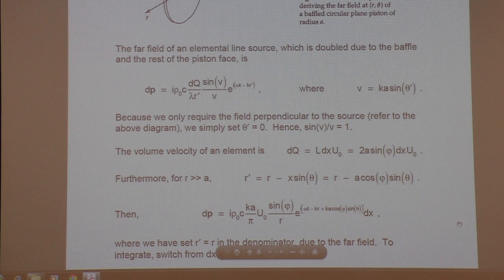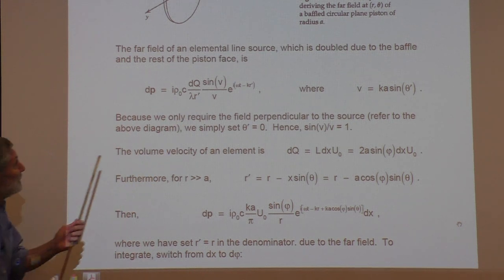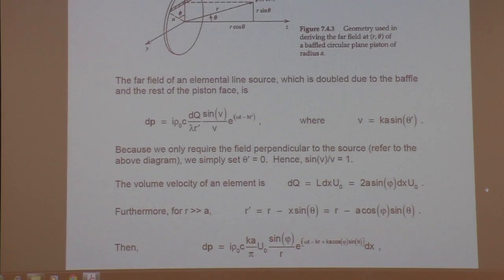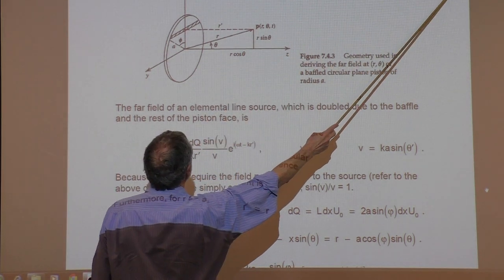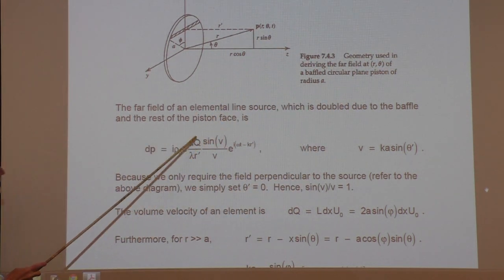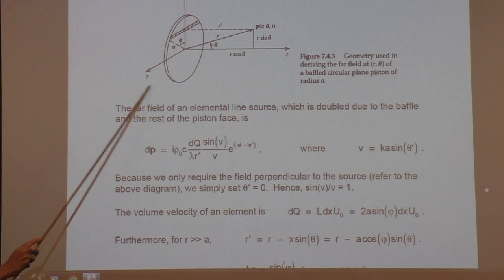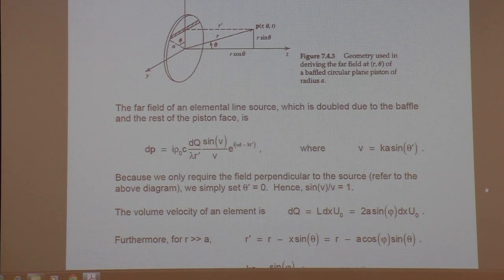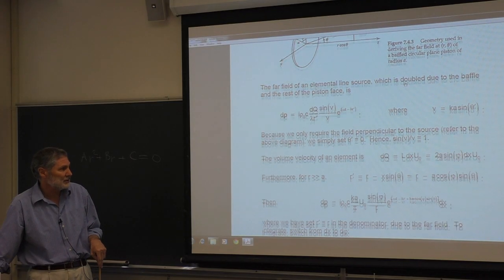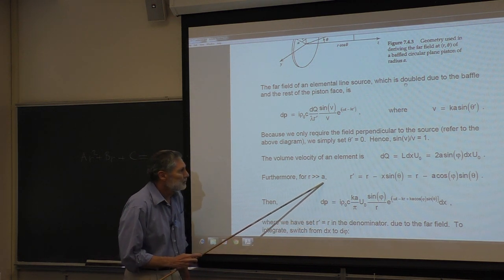Okay. Now, when we do that, because we're going to the far field, this r prime will approximately be r, right? We're going to be way out here. So in the denominator, the difference between r and r prime is going to be negligible. But we cannot make that assumption in the exponential because that involves the wavelength, which is not necessarily small. So we do our usual thing here.